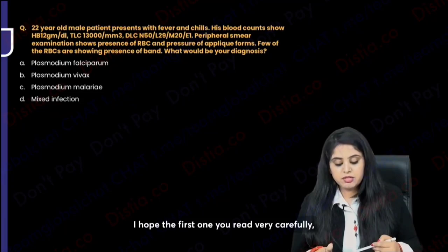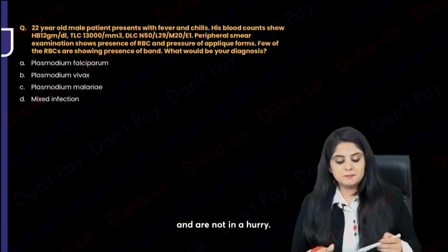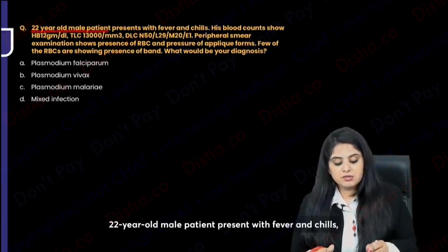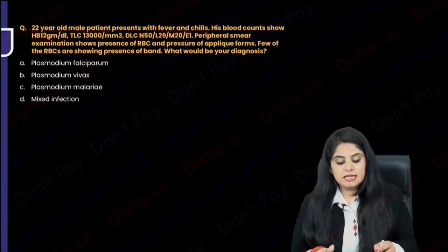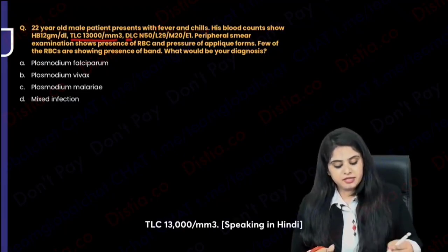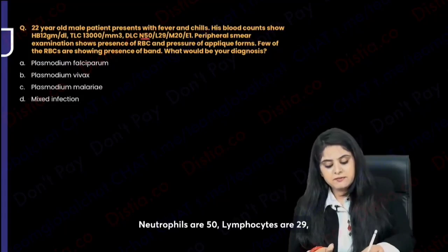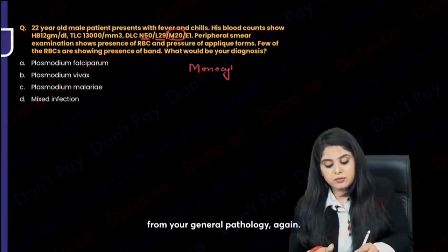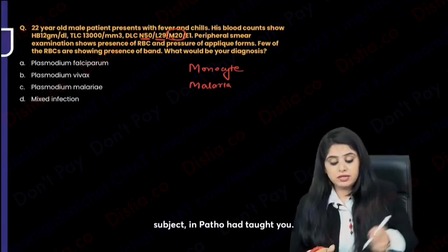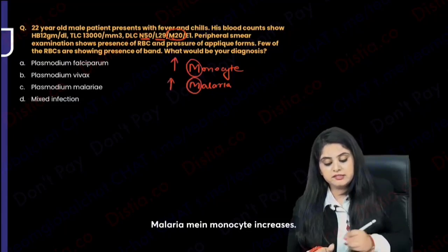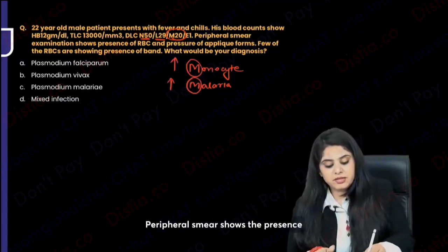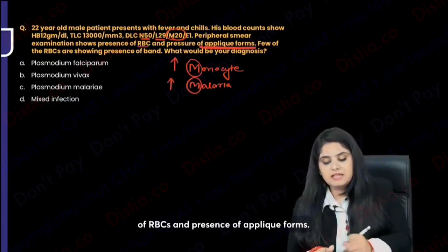I hope the first one you read very carefully and are not in a hurry. A 22-year-old male patient presents with fever and chills and blood counts show hemoglobin 12, TLC 13,000, DLC: neutrophils are 50, lymphocytes are 29, monocytes are 20. I hope you remember from your general pathology, I had taught you way back in the other subject that monocytes increase in malaria. Peripheral smear shows the presence of RBCs with applique forms.